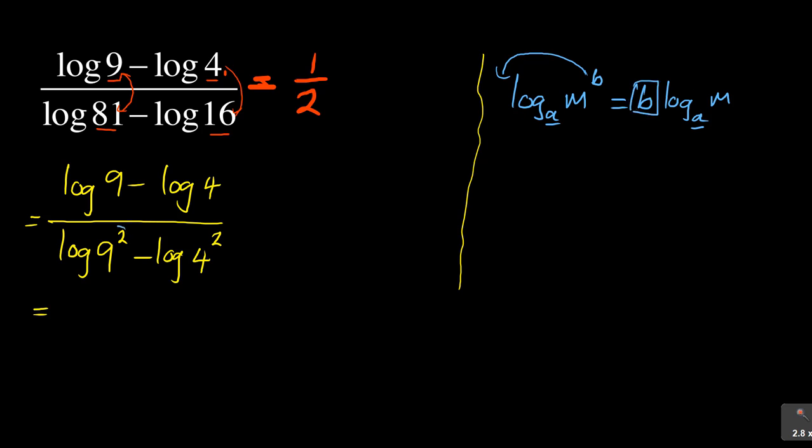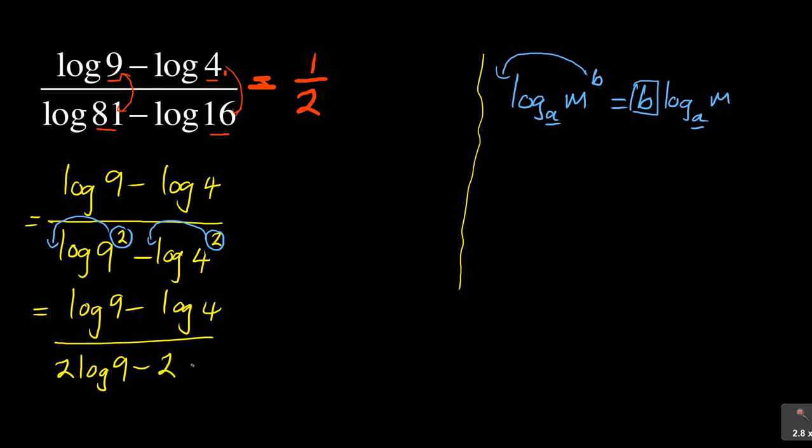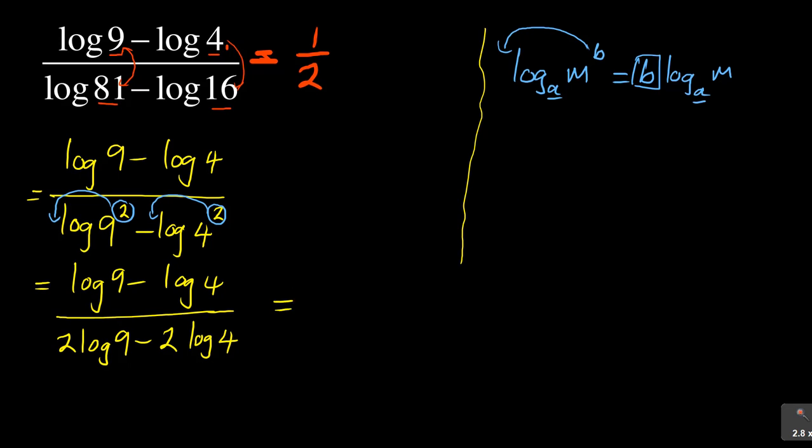So we're going to use the same thing here where the 2 will drop down, and even here it will drop down, so that we have log 9 minus log 4 all over 2 log 9 minus 2 log 4. So this is where the whole trick was. And if you look carefully, we have a 2 there and a 2 there, so it means we can factorize, so that we have log 9 minus log 4 in this case.